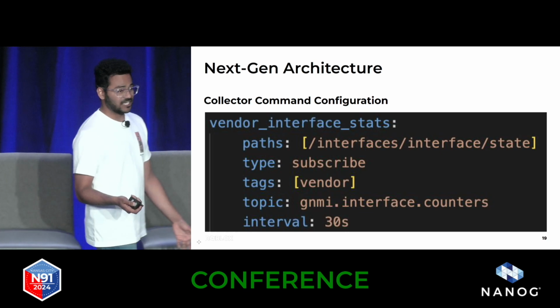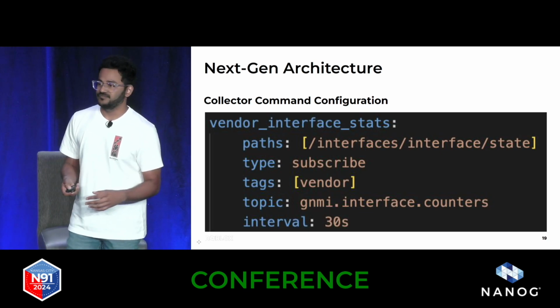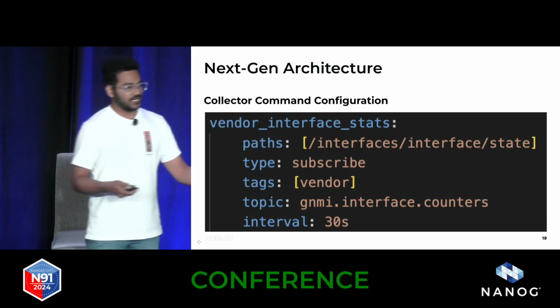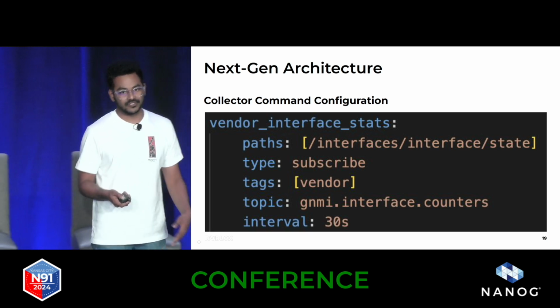Then the next one is type, which is subscribe. We are using GNMI subscribe sample mode. You can do GNMI get. You can do netconf. You can do REST API.